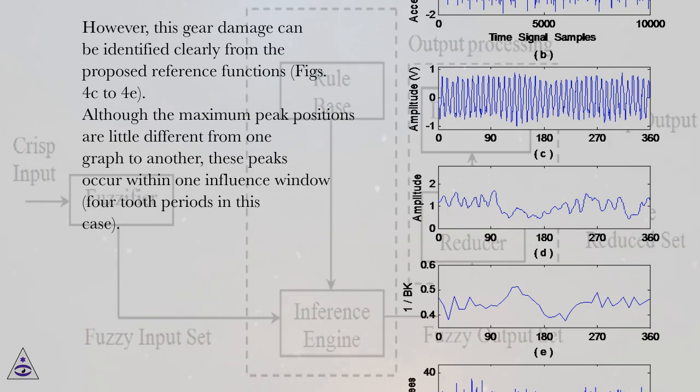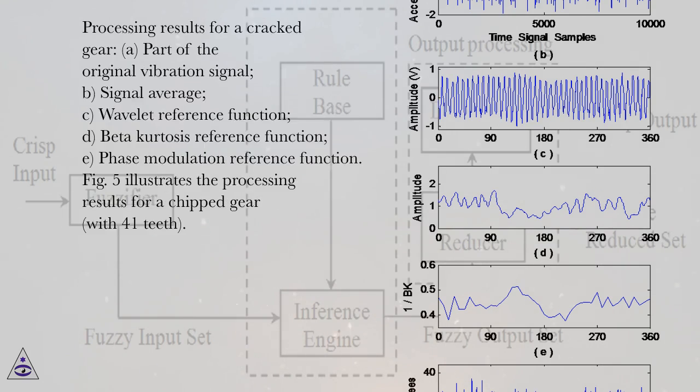Although the maximum peak positions are slightly different from one graph to another, these peaks occur within one influence window, 4 tooth periods in this case. Processing results for a cracked gear: A. Part of the original vibration signal. B. Signal average. C. Wavelet reference function. D. Beta kurtosis reference function. E. Phase modulation reference function.